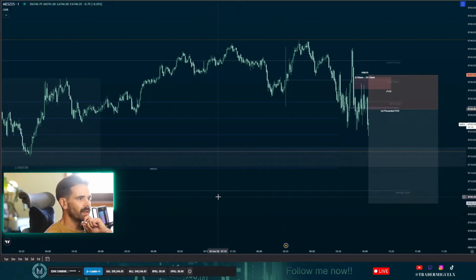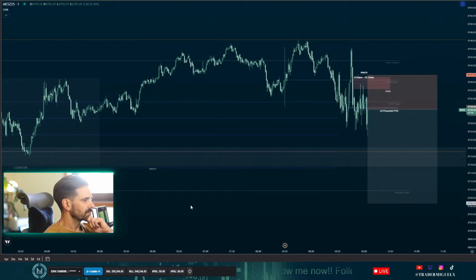NQ is still ranging inside of that range that it made as soon as we opened. And price now pushing once again to the upside here. Yep. It's hard to engage with this price action because price has no follow through right now.